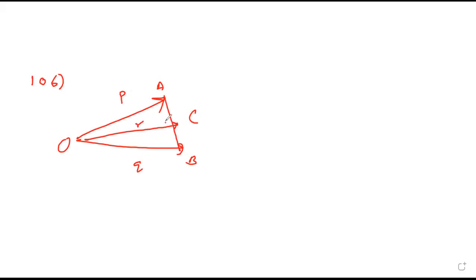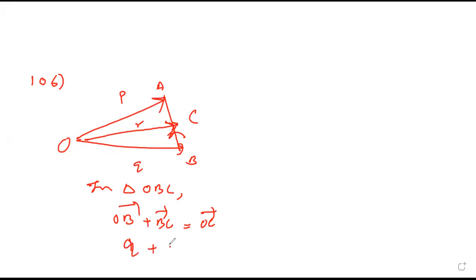Is this a right angle? अब ये arrow मारा है ना इधर. For this particular triangle, in triangle OBC, can I say OB vector plus BC vector will become OC vector, by triangle law? Yes. Okay. So OB is Q, BC I don't know, equal to R bar, correct?